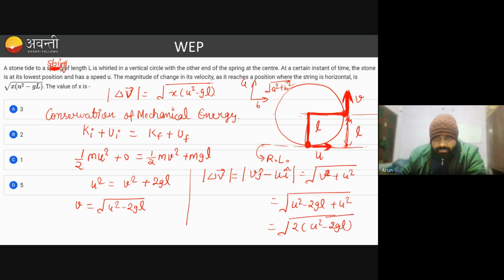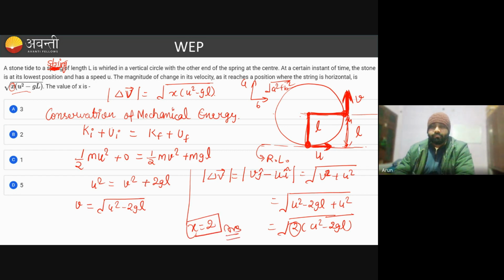This is the same expression which is given in the question. The only unknown term here is x, and here we have 2. We can say that x equals 2. So this is the way of dealing with that type of question. If you find any kind of question related to vertical circular motion, you must go through this approach of conservation of mechanical energy. Simple.